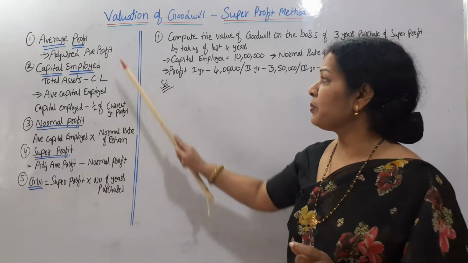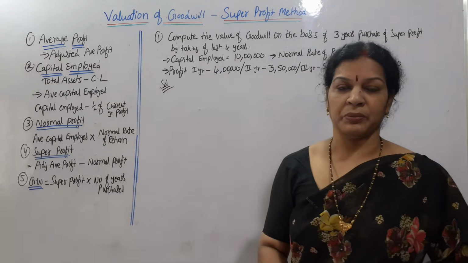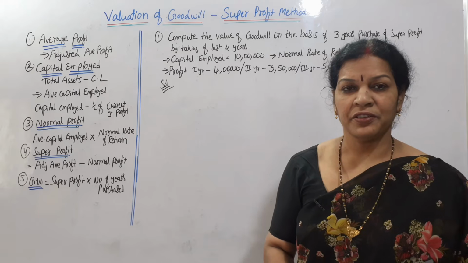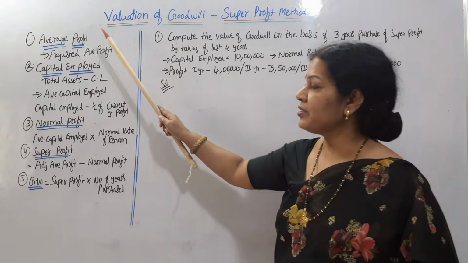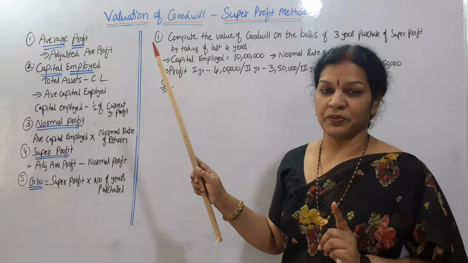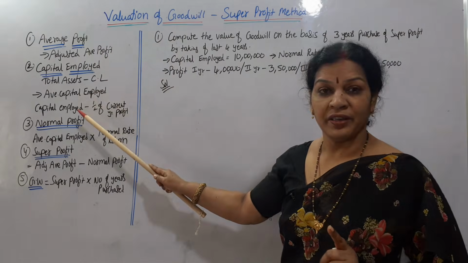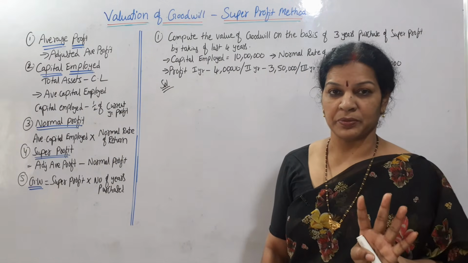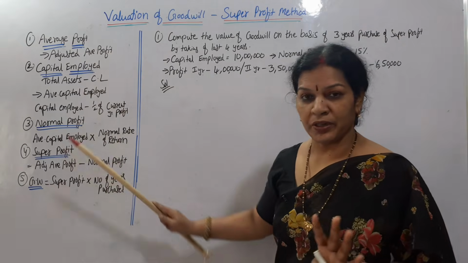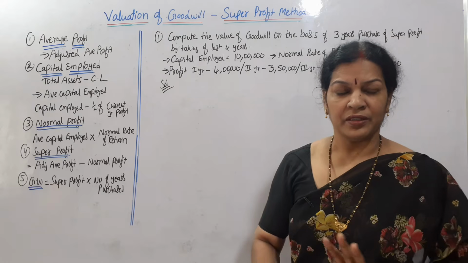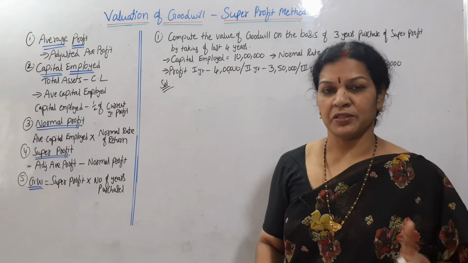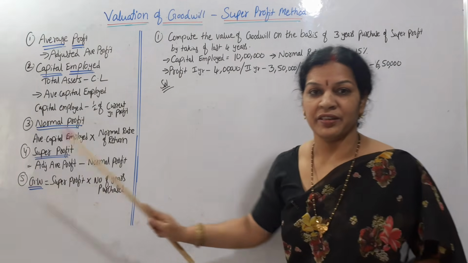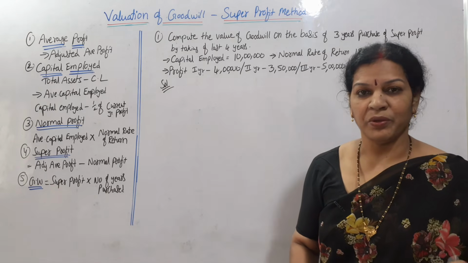To find out the super profit, you have to remember these 4 steps. Only 4 steps. Just learn it by heart. First is average profit, adjusted average profit. Then capital employed, average capital employed. Then normal profit, and super profit. 4 steps. How do you get this? These points you have to remember. The rest of the methods, the second, third and fourth methods, are all based on this only. Understood? Now we will work out a problem.